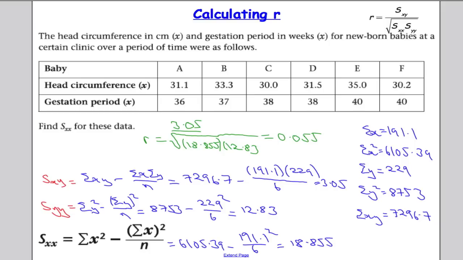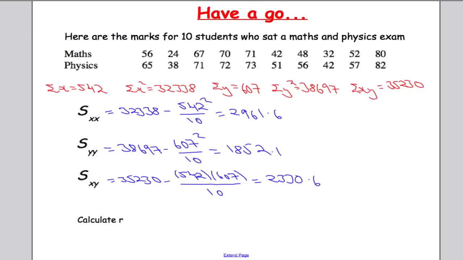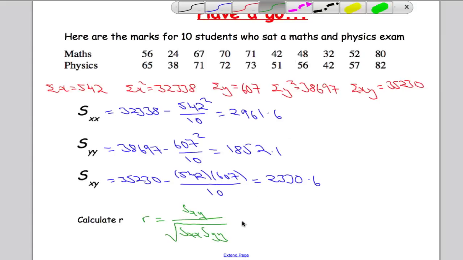Okay, time for you to have a go. So there are the values that you would have worked out earlier on. So calculate R now for this data set. Okay, so hopefully you've had a go at that. Let's just do this one as a group.